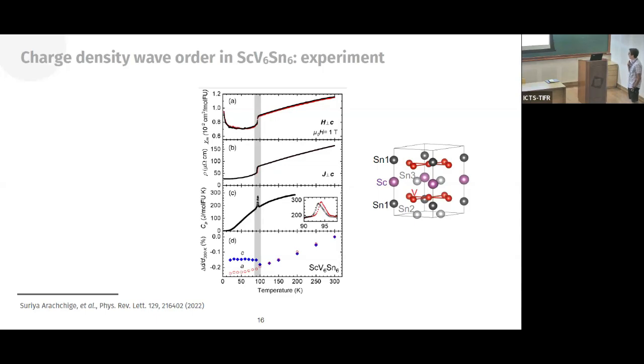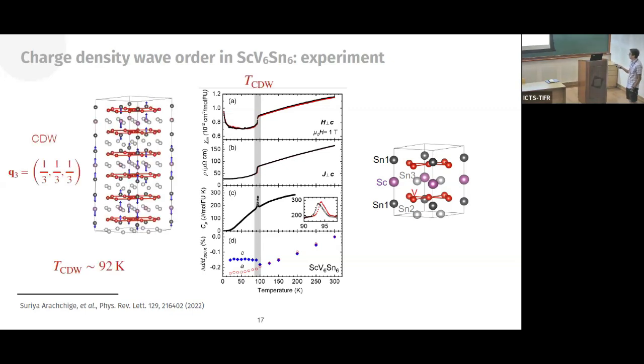There is a growing number of experimental works on these compounds, and there is perhaps the original one where they identify a charge density wave transition from this high temperature phase to a charge density wave state below about 92 Kelvin, and the ordering wave vector is what I call here Q3, which has coordinates 1/3, 1/3, 1/3. So there is a modulation in plane and also modulation out of plane. And the modulation I'll mostly focus on is the out of plane one, because that's the one that's perhaps a bit controversial, as we'll see in a moment.